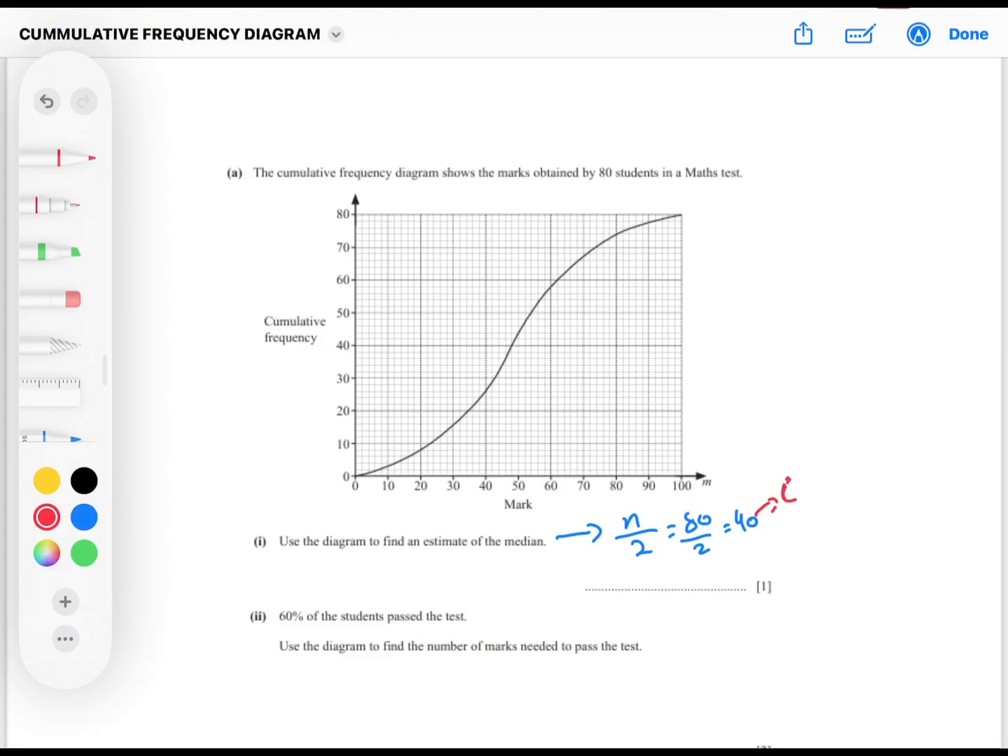Remember that, it's a very important concept. And this chapter is a very easy chapter for gaining marks. If you practice hard, it will be very easy for you to gain marks. So now let's make a line here. It is very close to 50. It's not 50, so we can say it's 49. So the median will be 49.